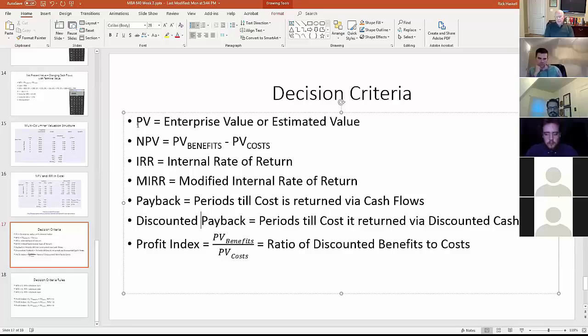Or I can use the profit index as my decision criteria. I know that if I come up with a profit index that's 1, then I'm good to go. My net present value is 0. I'm earning my discount rate. My profit index is greater than 1, I'm even better off. My profit index is less than 1, I may have a little bit more analysis to do, just like when my net present value is less than 0.